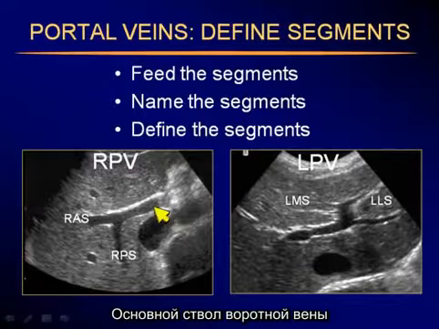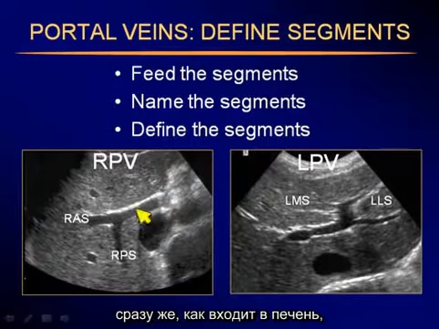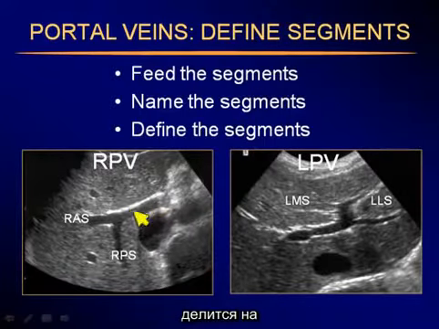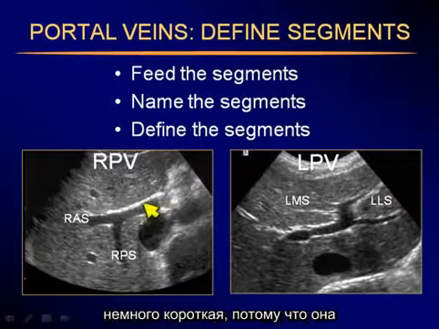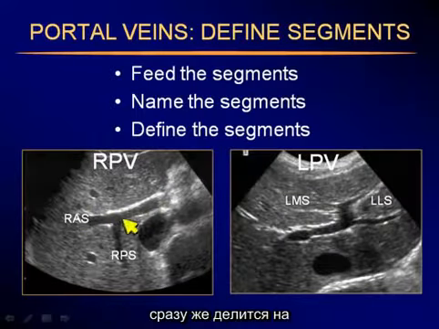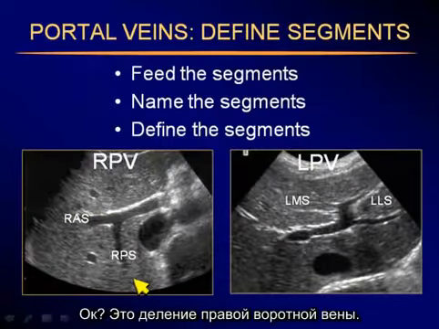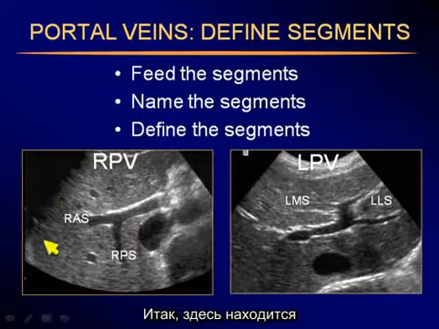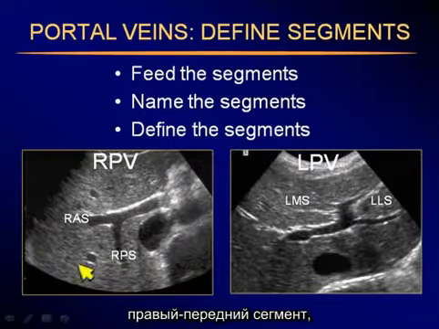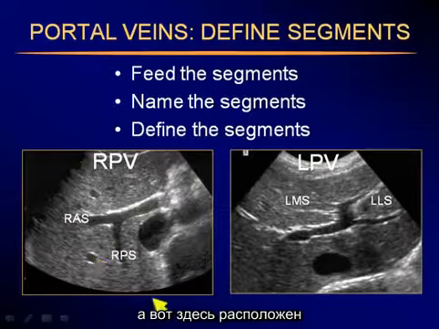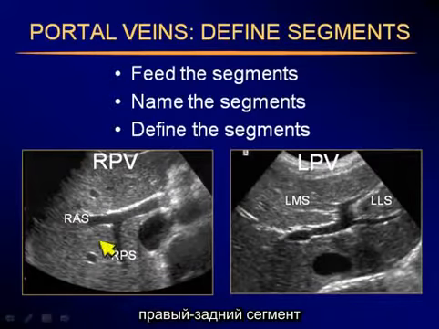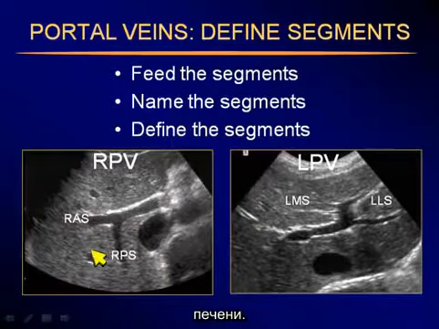The main portal vein just came into the liver and immediately divided into a right portal vein, which is rather short because it suddenly splits into the anterior segment and the posterior segment. Okay, so this is the division of the right portal vein. So here is the right anterior segment, and here is the right posterior segment of the liver.